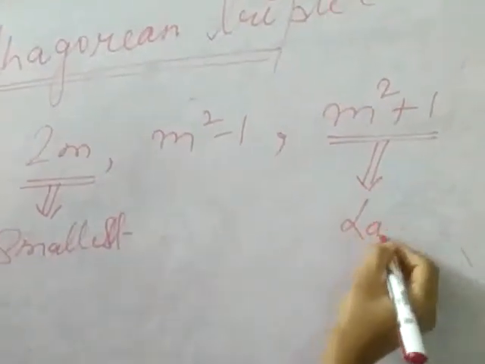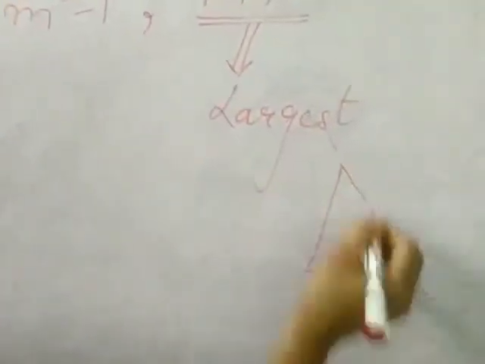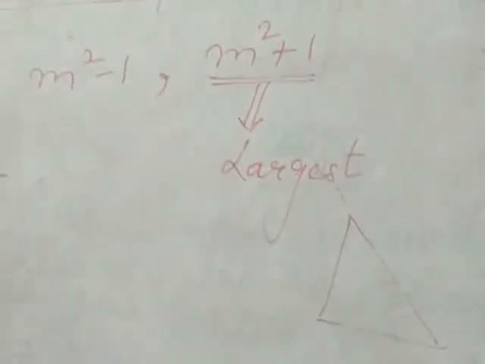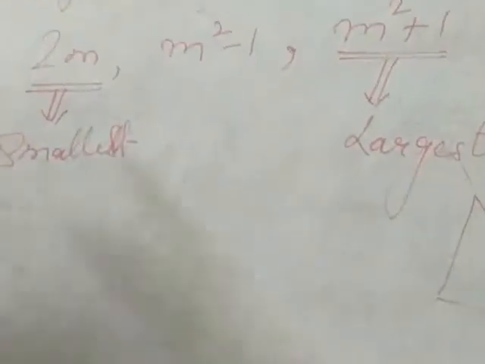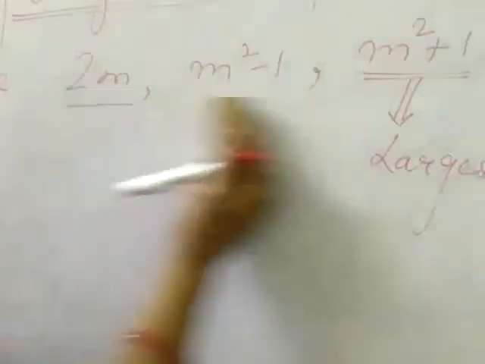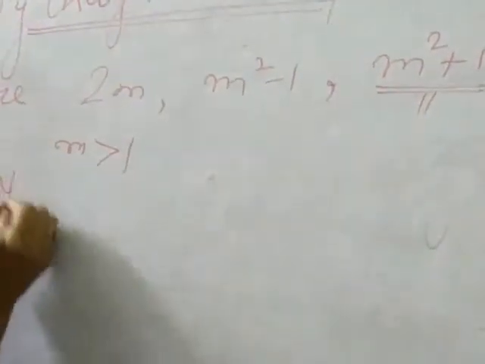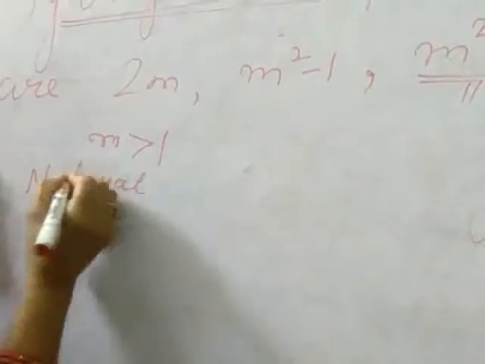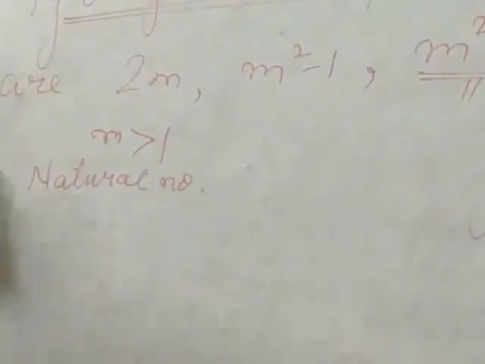This is the largest. It means the largest number, what is it, beta? If it is a right angle triangle, then which is the largest side? That is the hypotenuse. It means this m square plus 1 will be the hypotenuse. Now these are the members of the Pythagorean triplet, then what does m represent over here? Now m is a natural number which is always greater than 1. It cannot be less than 1. It has to be greater than 1.